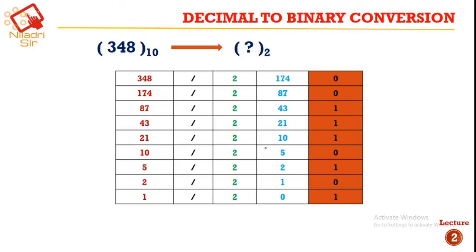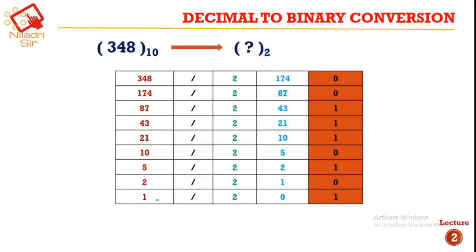21 divided by 2 will be 10 and the remainder will be 1, and next 10 will come here. If we divide 10 by 2 the quotient will be 5 and the remainder will be 0. 5 will again come here and we will divide 5 by 2. The quotient will be 2 and the remainder 1. The 2 will again come, we will divide 2 by 2. It will be 1 and the remainder 0.